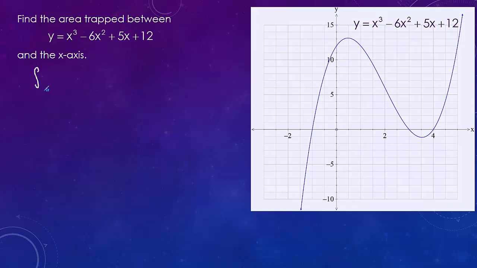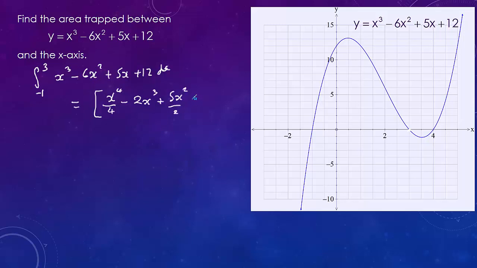So we can do the integral from -1 up to just here, which is 3, of x cubed minus 6x squared plus 5x plus 12. Now let's think about that. It's going to be x to the 4 over 4, take away 6x cubed over 3, which is 2x cubed, plus 5x squared over 2 plus 12x, to be evaluated from -1 to 3.